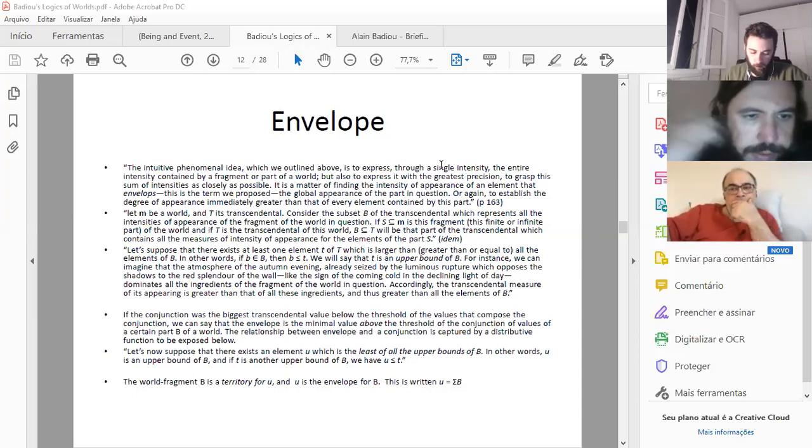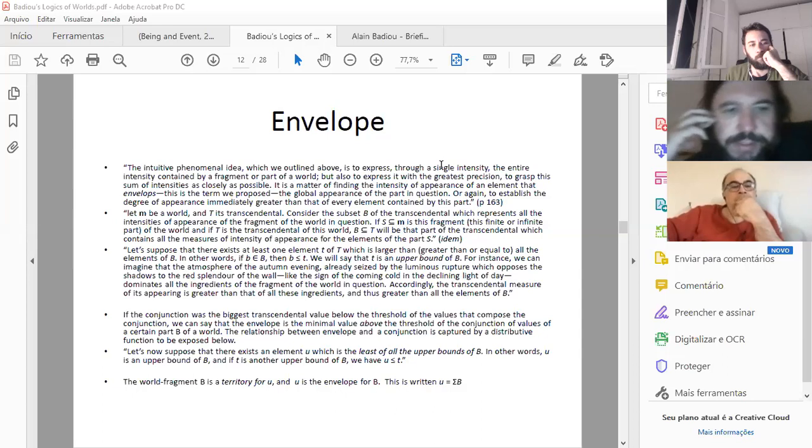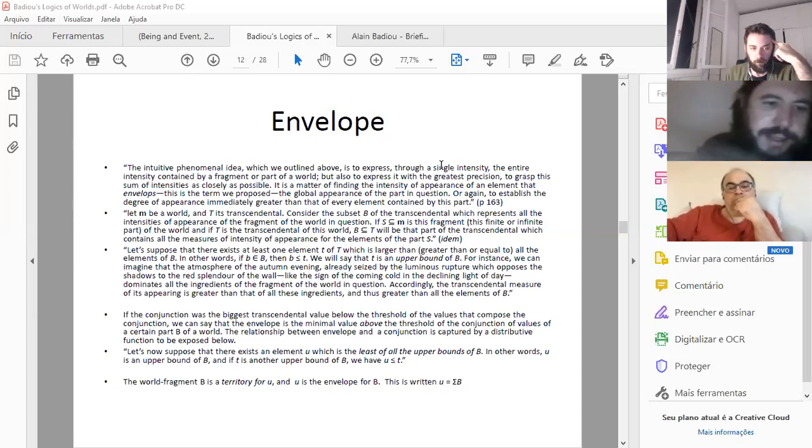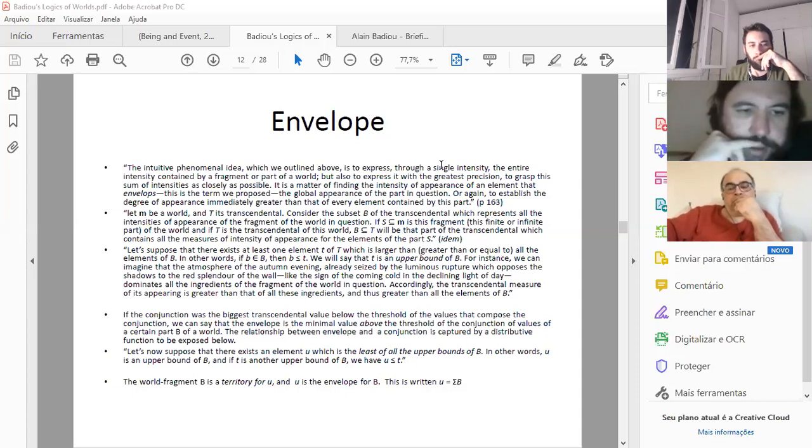Okay. So if the conjunction was the biggest transcendental value below the threshold of the values that compose the conjunction, we can say that the envelope is the minimum value above the threshold of the conjunction of values of a certain part P of the world. The relationship between envelope and a conjunction is captured by a distributive function to be exposed after, like the conjunction between a transcendental degree and an envelope, right? There's a distributive property. The formulas will be there in the next pages.